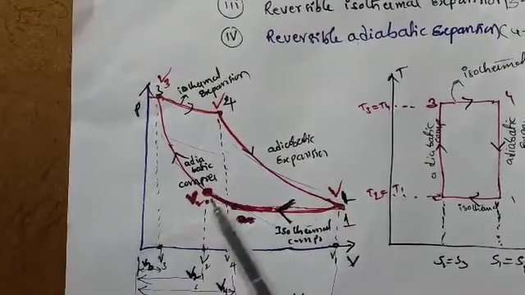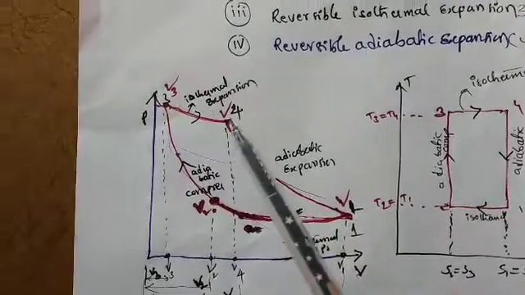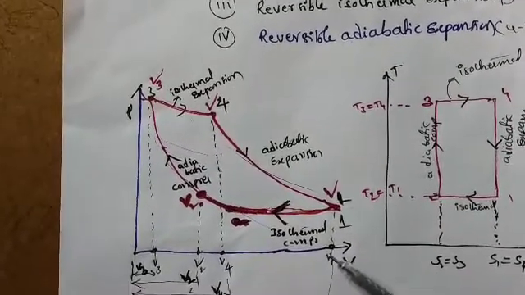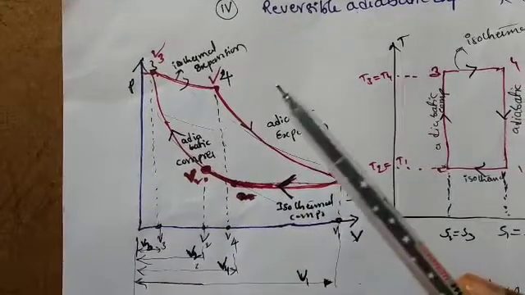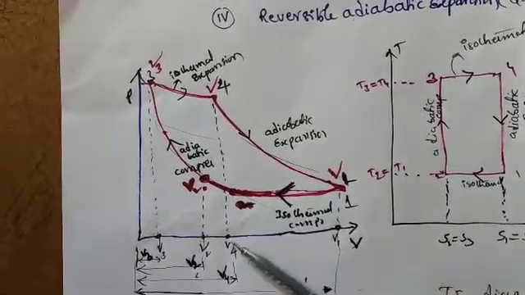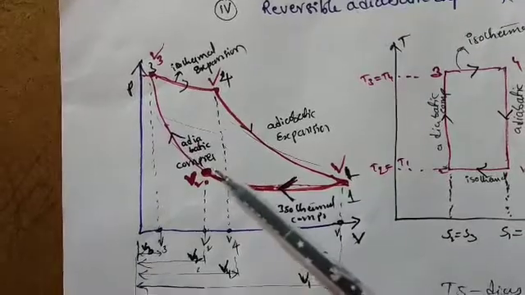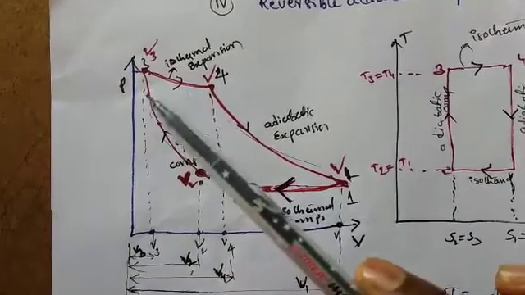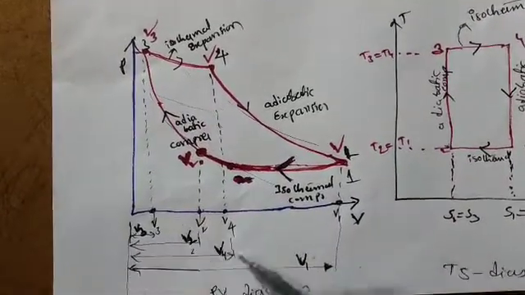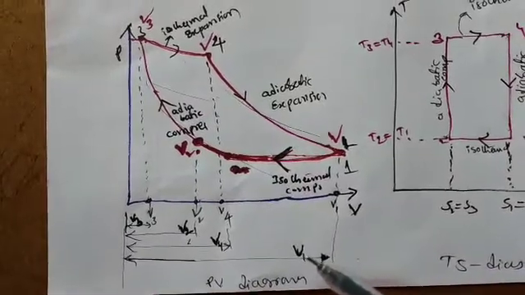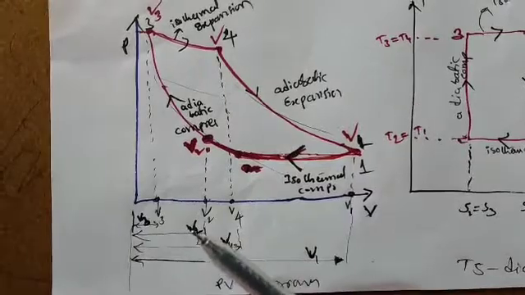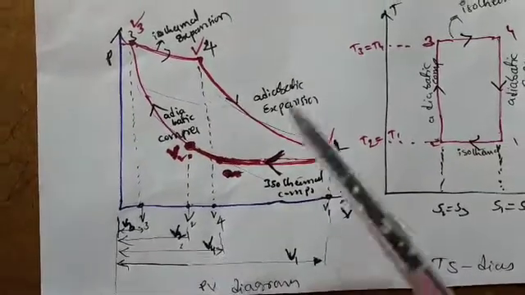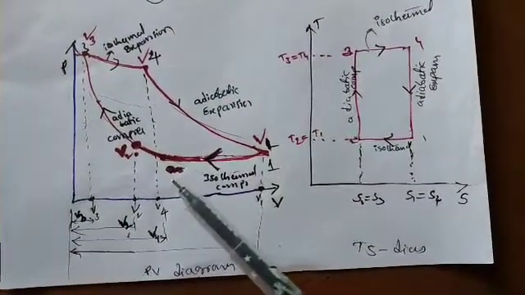See here, this is point 1, point 2, point 3, point 4. From point 1 we can indicate volume V1. At point 4 we can indicate volume V4. This is the V2 volume. And this is our V3 volume. If we observe these volumes, V1 is higher than V4, V4 is higher than V2, and V2 is higher than V3. So this is our complete PV diagram.